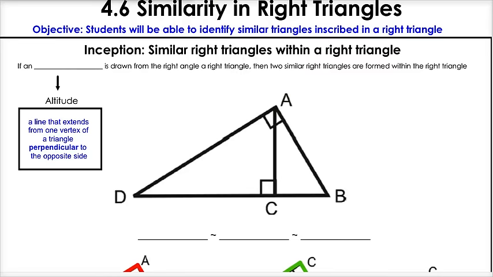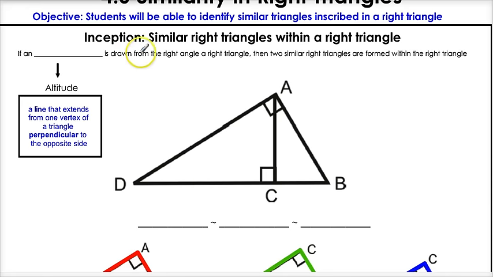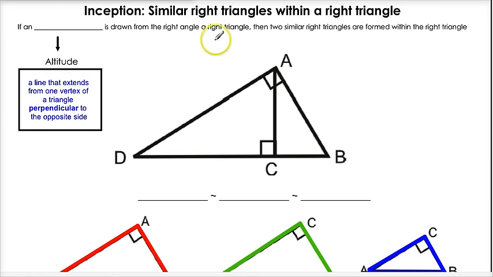Welcome to lesson 4.6, Similarity in Right Triangles. Today we're going to be doing some crazy stuff with some right triangles, so pay attention. It's about to get real. This part of this lesson is called Inception. Similar right triangles within a right triangle. For those of you who saw Inception, you know what I'm talking about.